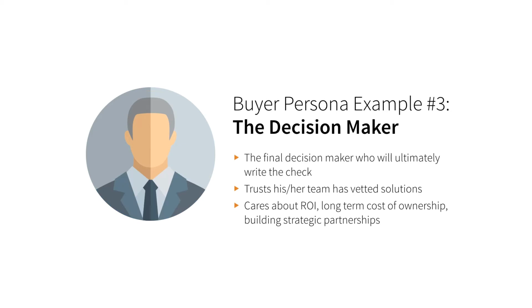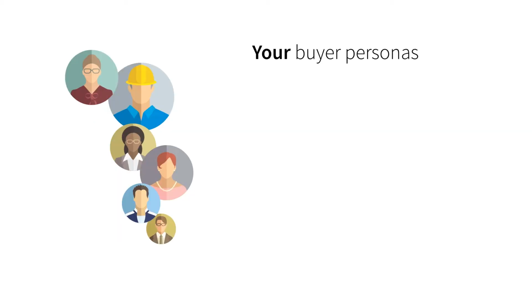And then a third example persona could be the decision maker, often a president or CEO, maybe a CFO. This person is going to make the final decision and ultimately write the check. So decision makers are trusting their team to thoroughly vet options, and this person ultimately cares more about things like ROI, long-term cost of ownership for a solution, building sustainable relationships with smart, experienced partners, and sort of high-level things along those lines. So some of these personas may or may not resonate with you. Maybe there are others that make more sense for your business.